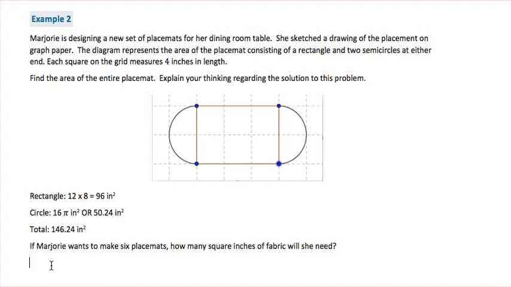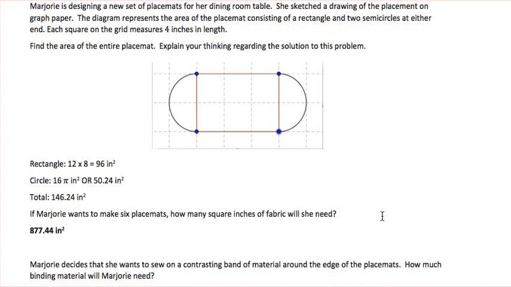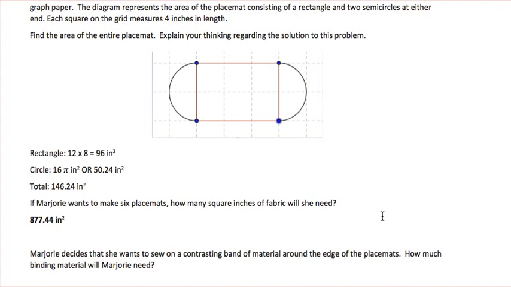If she wants to make 6 placemats, how many square inches of fabric will she need? We multiply that times 6, and we find 876 square inches. Marjorie decides that she wants to sew on a contrasting band of material around the edge of the placemats. How much binding material will Marjorie need?